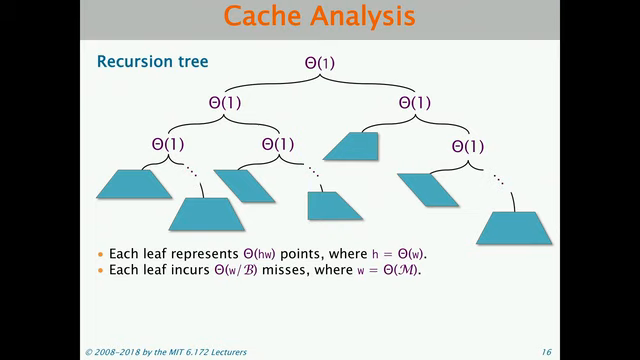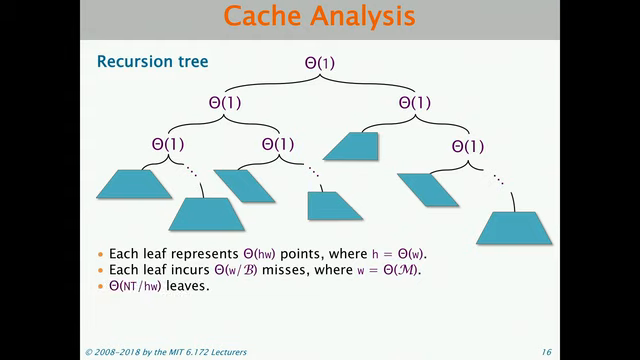And we're going to set W equal to theta of M in the analysis, because that's the point when the trapezoid fits into cache. The algorithm doesn't actually have any knowledge of this M parameter, so it's still going to keep dividing and conquering until it gets the base case of size 1. But just for the analysis, we're going to use a base case when W is theta of M.